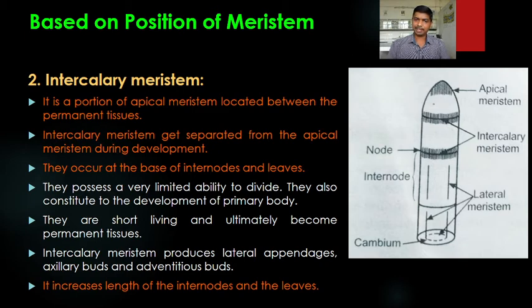So intercalary meristem, which is present or occurs at the base of internodes and leaves, is responsible for increasing the length of the internodes and the leaves. So this is the second type, intercalary meristem, which is located at the base of internodes and leaves. So why is it called intercalary?